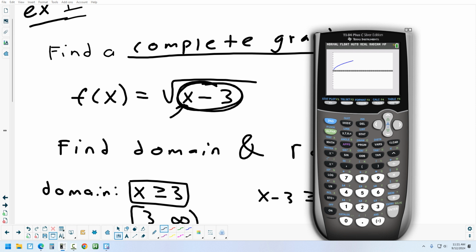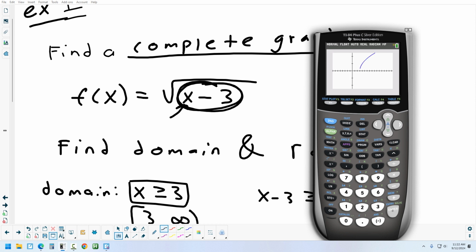Perfect. There's my square root function. It's a parabola on its side. That's what a square root looks like. Specifically, half a parabola. All right, so the domain is every number from 3, and it's just going to keep going to the right. Now, if I zoom in over here a little bit, you can probably see it a little better.